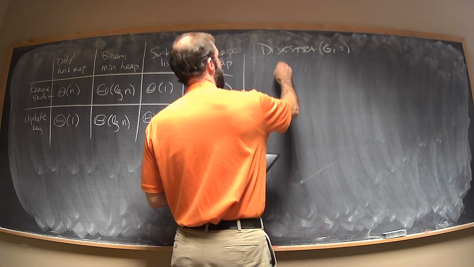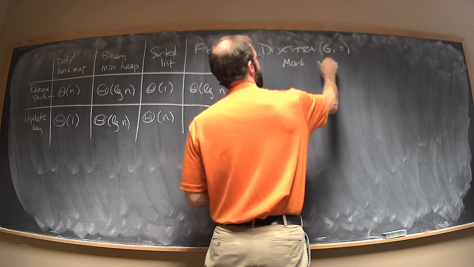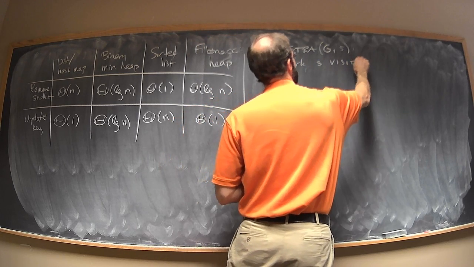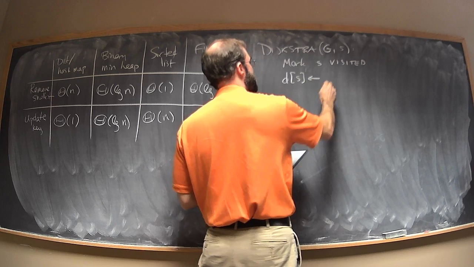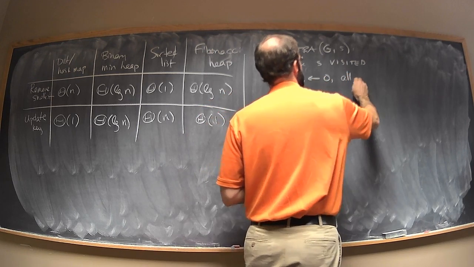So it starts the same way, right? We mark S visited, and we set the distance to S. The distance from S to itself is 0, and then everything else is infinity.